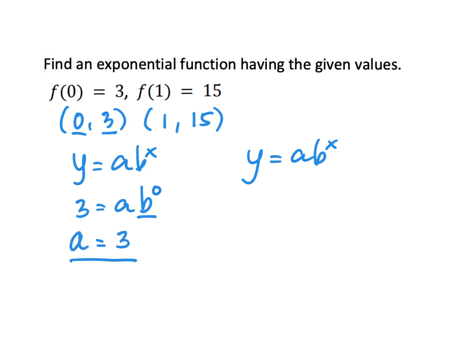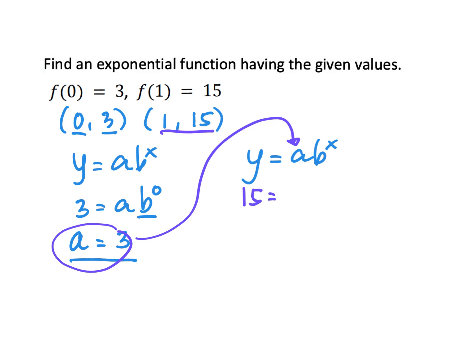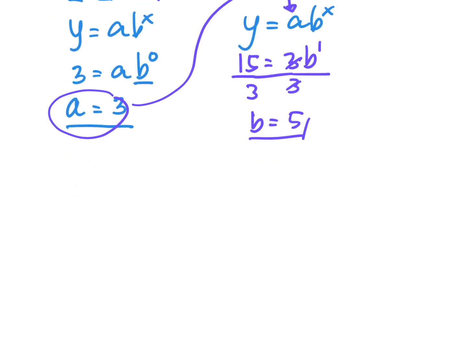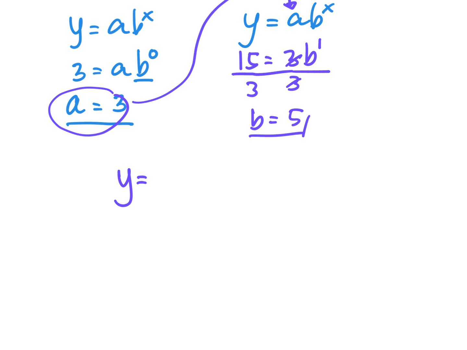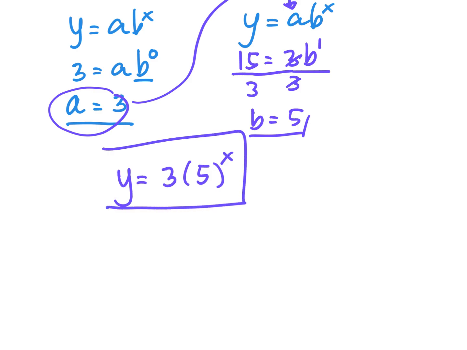Okay, now that I found my a, I'm going to substitute this a into the next equation using the second point. So here we say 15 is equal to 3 times b raised to 1. Okay, divide everything by 3. Therefore, our b here is 5. So let's write our function now. The function here is y is equal to, the value of a is 3, multiplied by 5 raised to x. So this is your function.